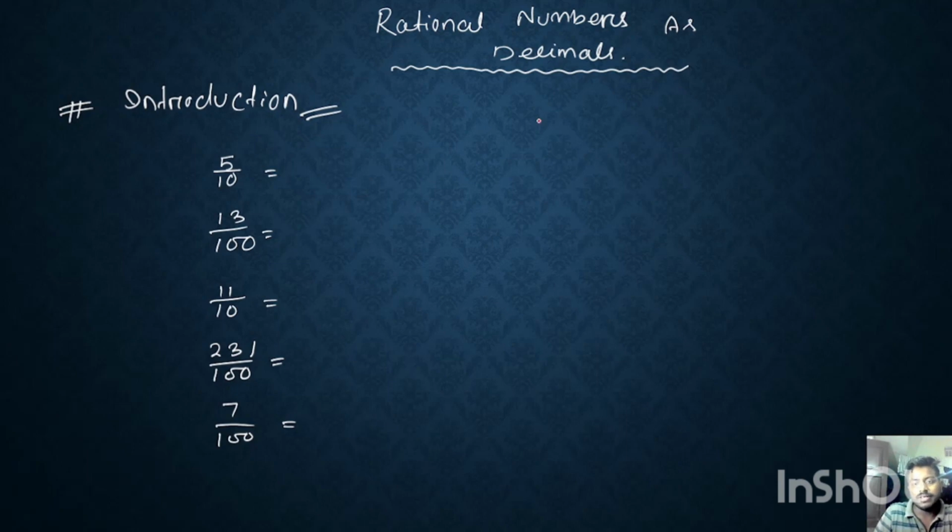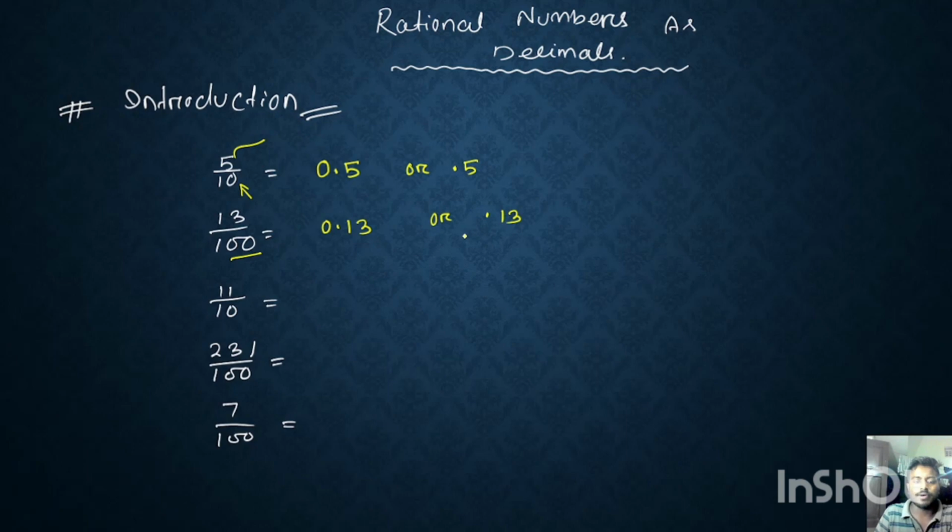Now we know that if the denominator is 10, 100 or 1000, then we can easily convert it into a decimal number, like 5 by 10. We know that if there is one 0, then we put the decimal after 1 digit, that is 5. So the answer is 0.5. Simply we can write 0.5. Now 13 divided by 100. Here there are 2 zeros, so we put the decimal after 2 digits, that is 1, 2, then decimal. So the answer is 0.13.